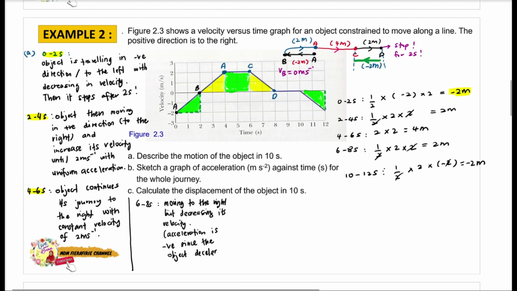Okay, decelerate. Acceleration is negative since the object decelerates while moving in the positive direction. Acceleration is negative because the object decelerates, because V is decreasing, but it is moving in the positive direction. Okay, so kena tahulah yang tu.